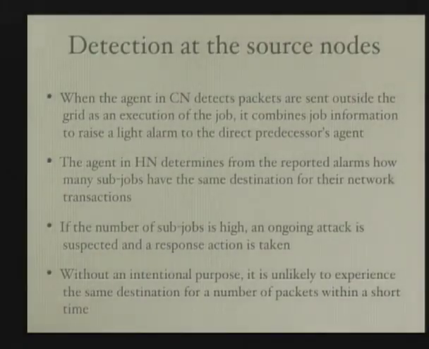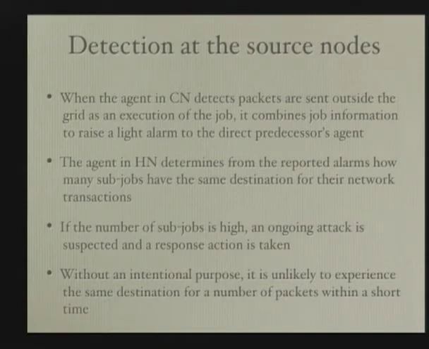Detection at the source nodes, continued. When the agent in compute nodes detects packets sent outside our grid as an execution of the job, it combines job information to raise a light alarm to the direct predecessor agent. The agent in the head node determines from the reported alarms how many subjobs have the same destinations for their network transactions. If the number of subjobs is very high, we can consider an ongoing attack suspected, and the response action is taken from there.